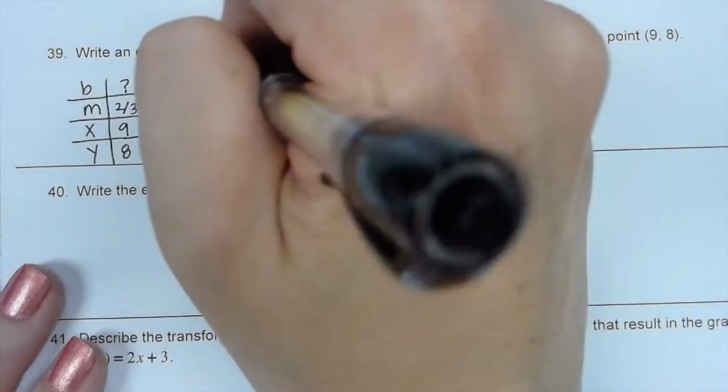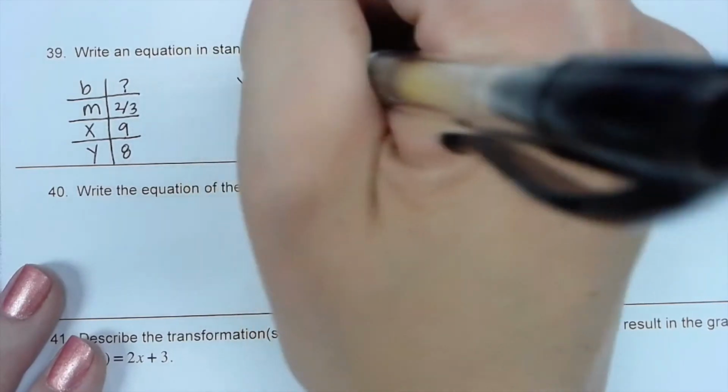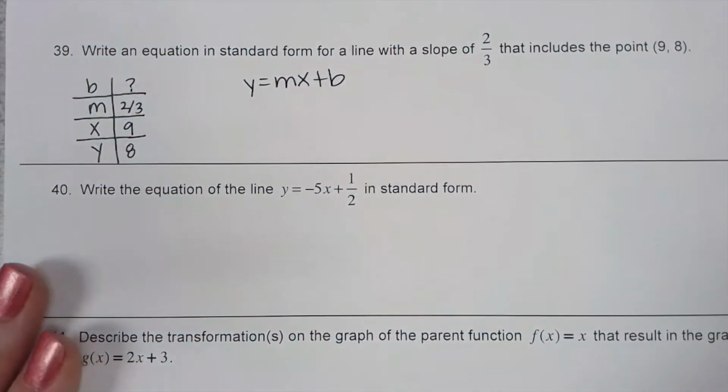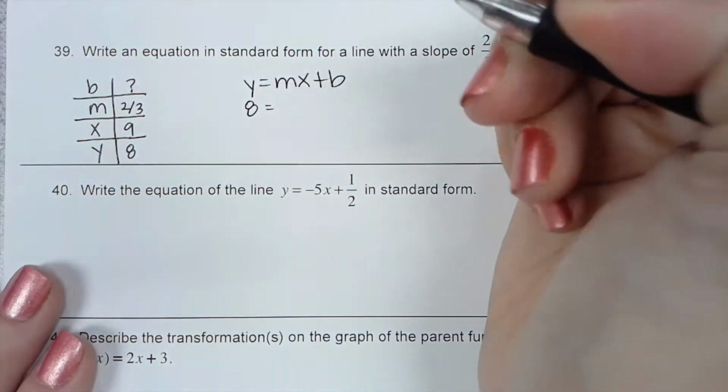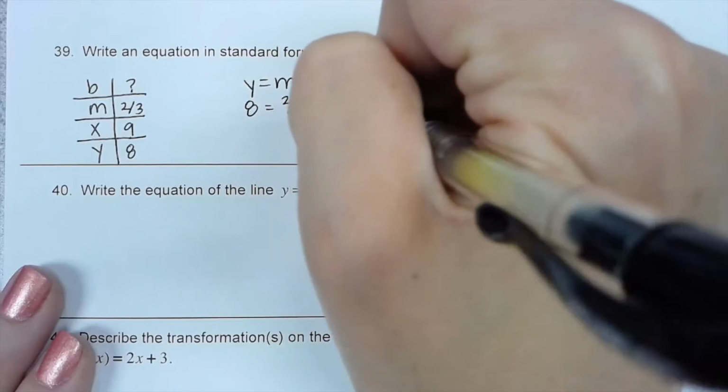And so then the next thing that I need to do is I need to solve for b, so I'll plug them into the formula y equals mx plus b. So the 8 goes in for the y, the 2/3 goes in for the m, the 9 goes in for the x, and then the b stays b.